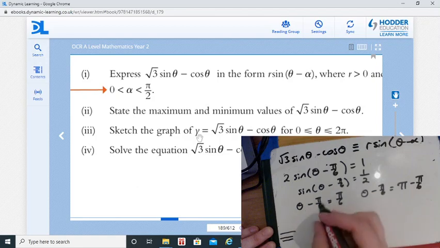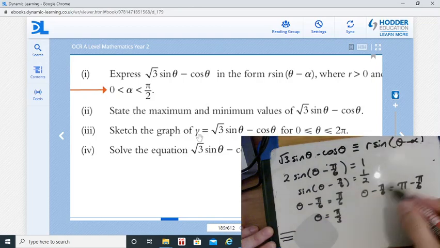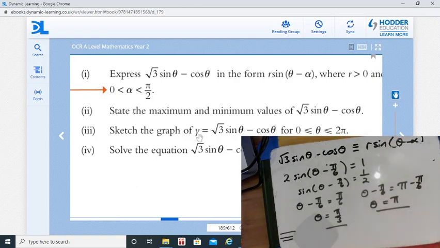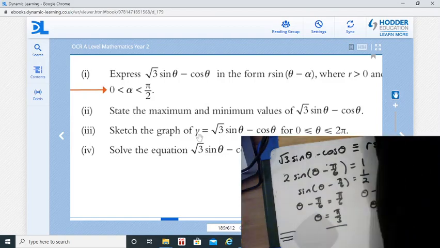Take the pi over 6 to that side, so theta is equal to 2 pi over 6, which is pi over 3. Take the pi over 6 to this side, it cancels, and we get that theta is equal to pi. And there are my two solutions between 0 and 2 pi.